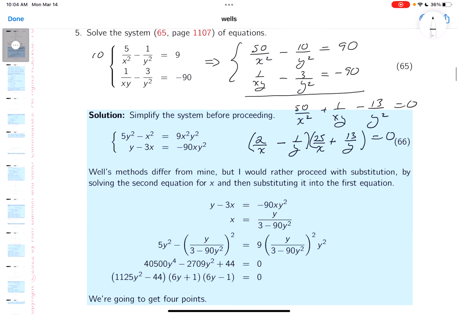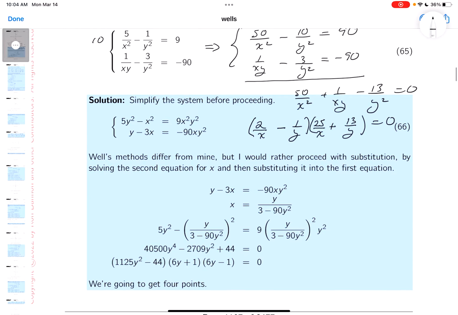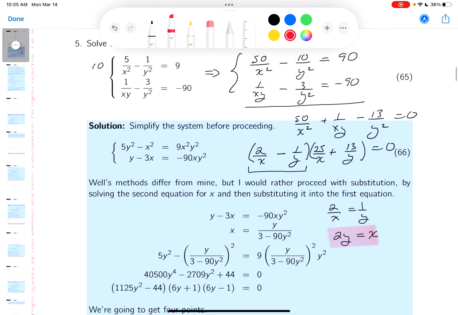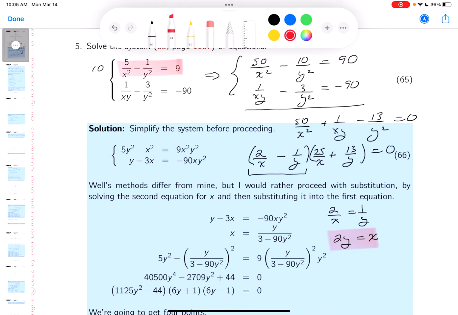So what do I do now? I'm going to write it down for you. I'm going to use the zero product rule. So 2 over x would have to equal 1 over y. And what does that mean? 2y would be equal to x. Right? That comes from here. All right? All right. What am I going to do now? I'm going to use it to see if I can get what x and y is. And where am I going to use it? I'm going to use it here. I think it's the easiest place to use it.